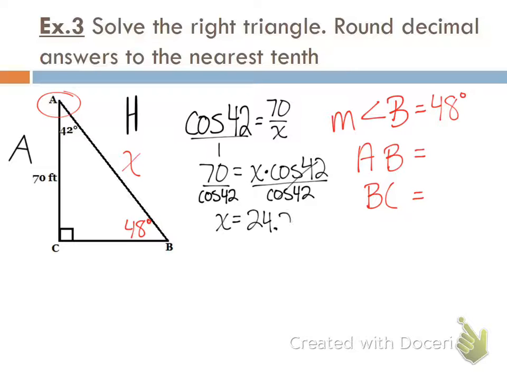94.2. Do we need a degree symbol on that? 94.2. Okay. I was going to say that shouldn't sound right anyway, because our leg was already bigger than that. Okay. So that represented AB. Fill that in on our list. Questions about finding AB?